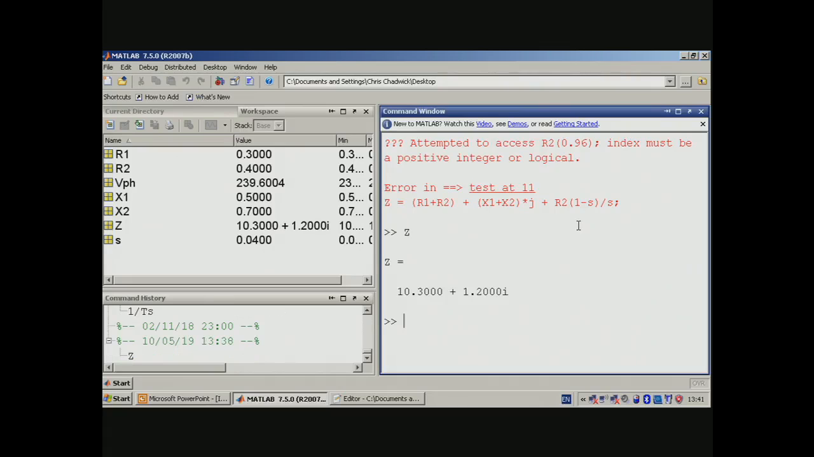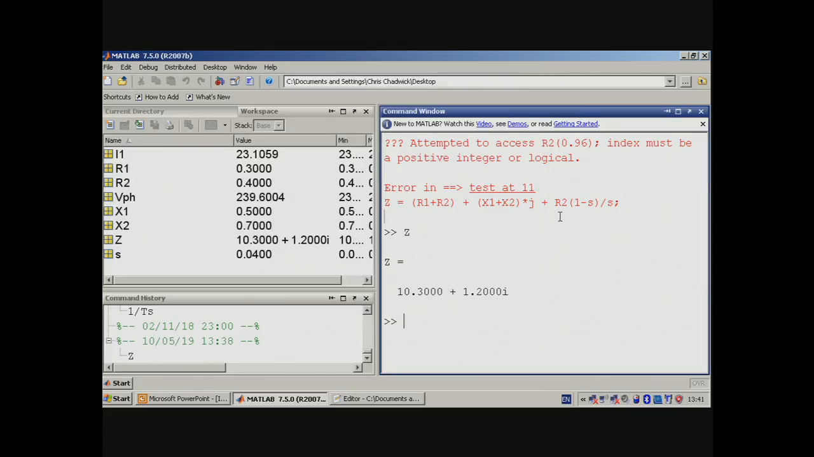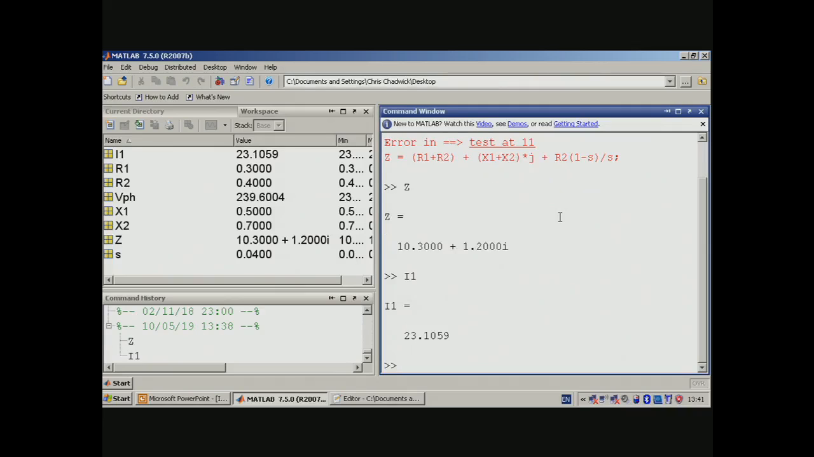Okay, so that's the impedance, and then we can find the current. Let's say I1 will be the phase voltage divided by Z. So that will give you the current. We are interested in the magnitude of it, so we'll write it as the absolute value of that. So then I1 will be this. Is that the answer we got from the previous question?